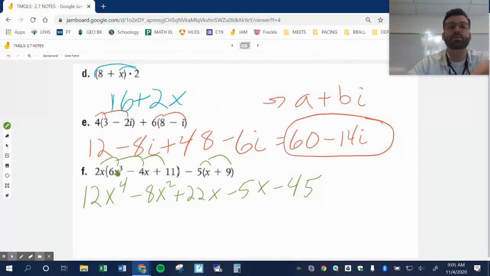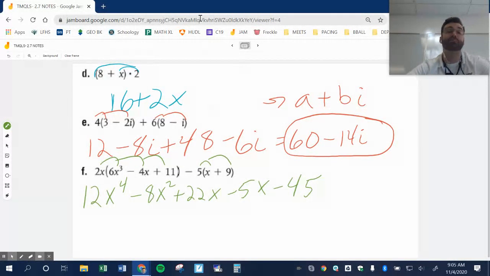I distribute that 2x. 2 times 6 gives me 12, x times x to the third, combine my exponents, that is x to the fourth. Okay, then I got negative 8x squared, and plus 20 negative 5x, then minus 45.